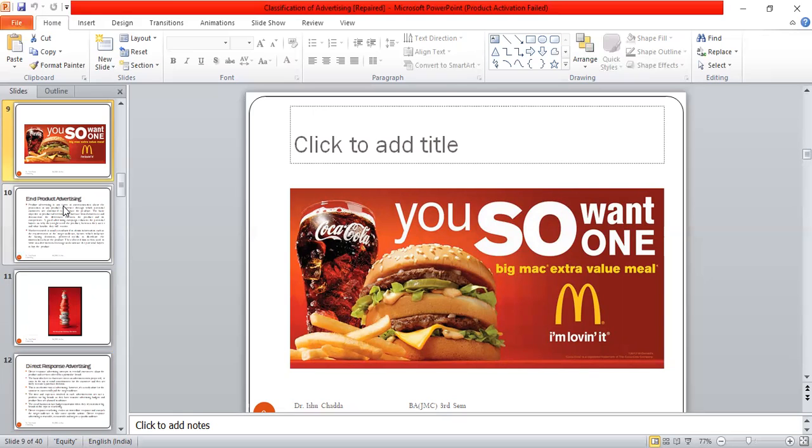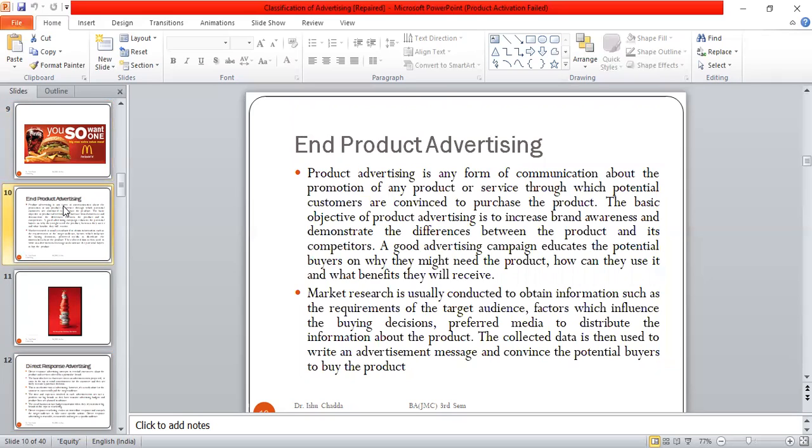The next is product advertising. Product advertising is any form of communication about the promotion of any product or service through which potential consumers are convinced to purchase the product. The basic objective of this is to increase brand awareness and demonstrate the differences between the product and competitors. Basically, in this type of advertisement, you highlight the features or qualities of the product as compared to the competitors. A good advertising campaign educates potential buyers on why they might need the product, how they can use it, and what benefits they will receive.